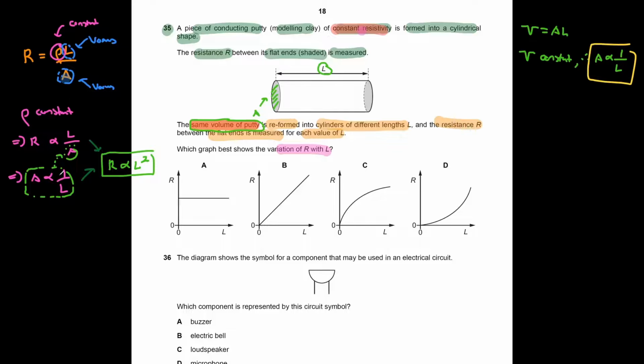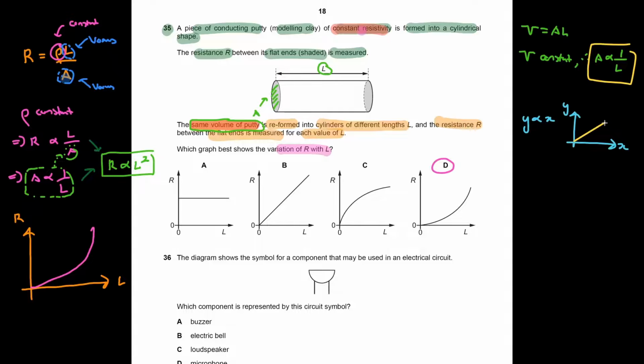So when it comes to plotting a graph of R versus L from the question here, what I'm supposed to get is going to be a curve that looks like this. The answer is supposed to be D, okay? Now, there's something that you will have learned from maths before this. If I tell you y is proportional to x, and I ask you to draw a graph of y versus x, you would have immediately said that it will be a straight line through the origin, okay?